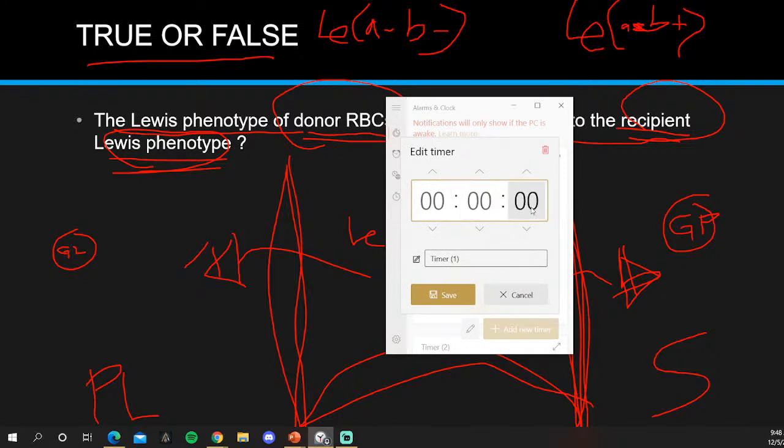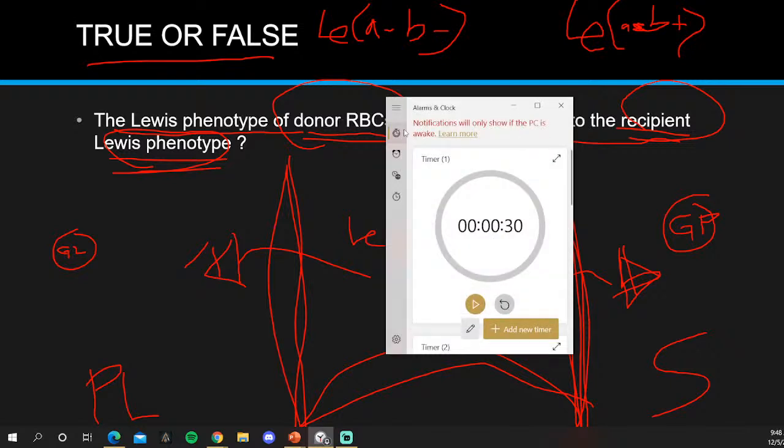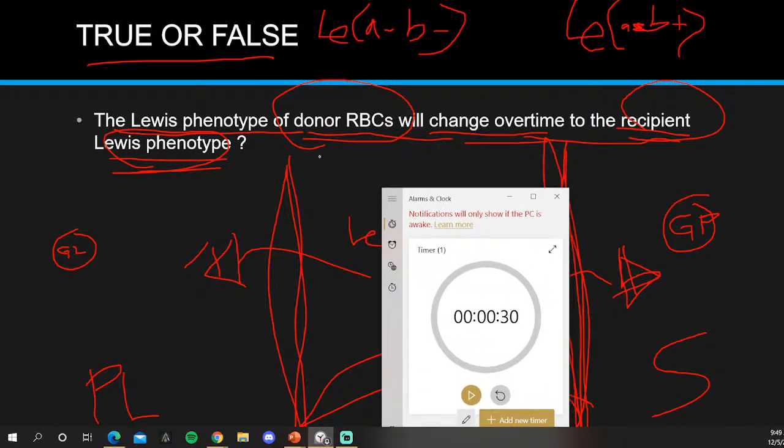Okay. So, 30 seconds. Please, people, answer the question. The Lewis phenotype of a donor will change over time to the patient's Lewis phenotype. True or false? Okay, timer starts now.